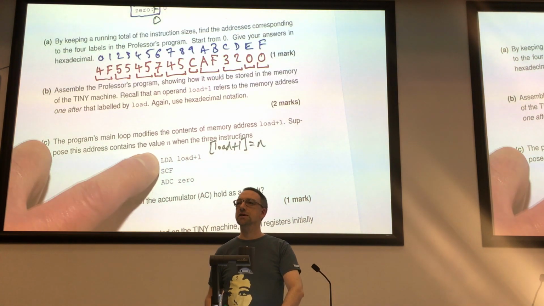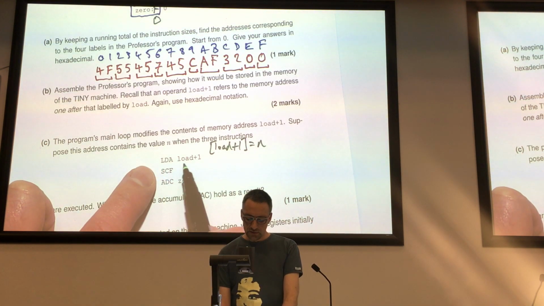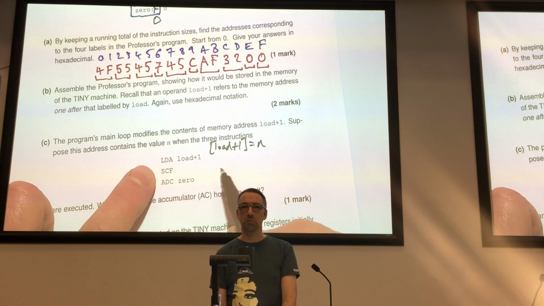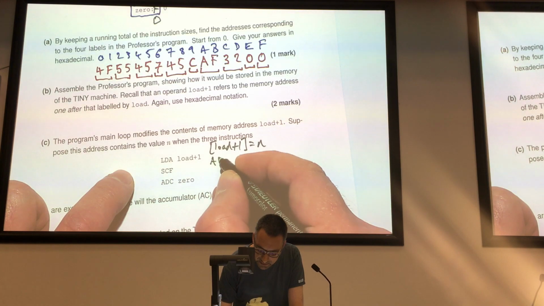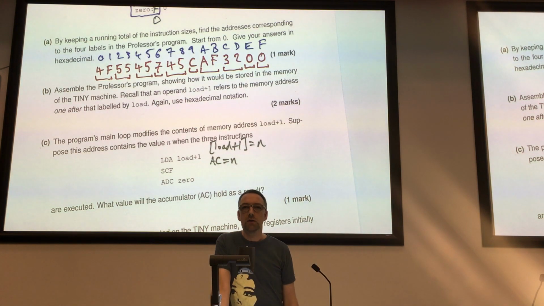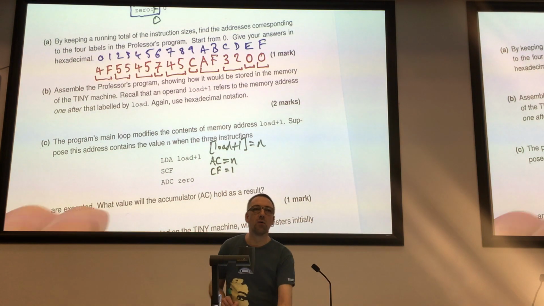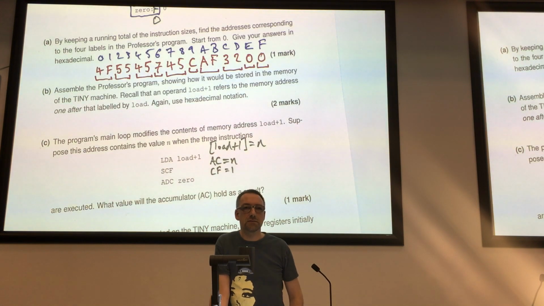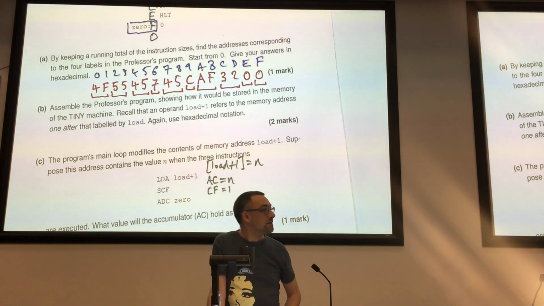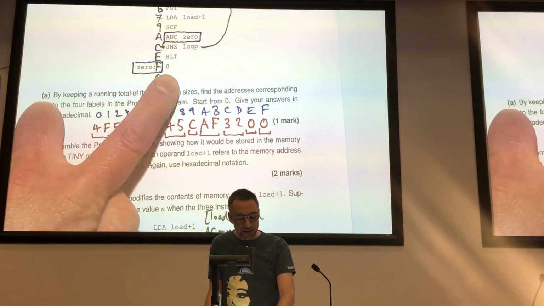Well, the first instruction is load the accumulator. Yeah? So that means the accumulator gets the contents of its operand. Its operand is load +1. The contents of load +1 is n. So that's going to make AC equal to n. All right? What does the next instruction do? It sets the carry flag. And what does the last instruction do? Adds the carry flag, accumulator and the location at the label 0. Yes, the label 0 currently stores the value 0.